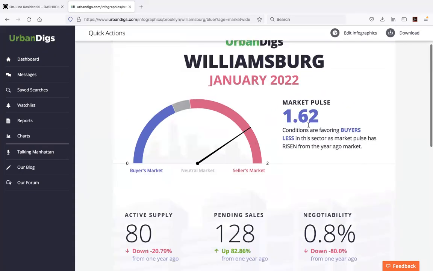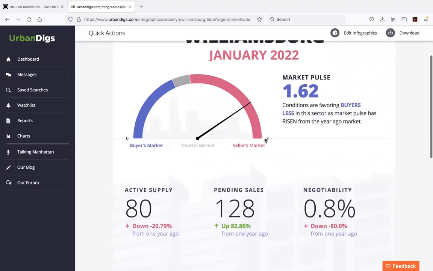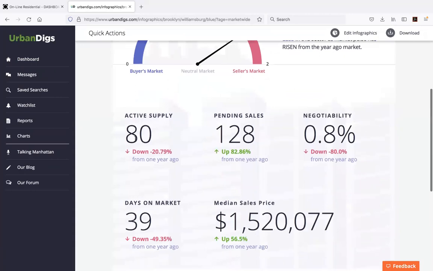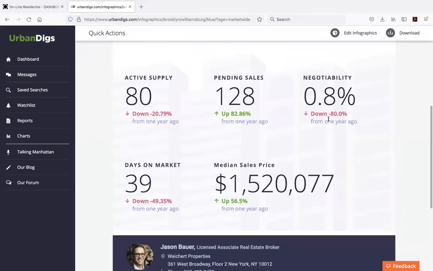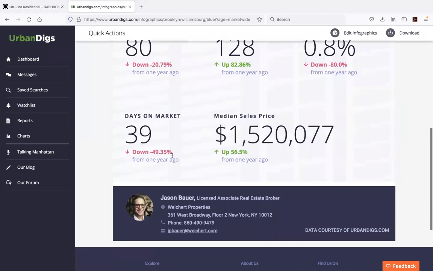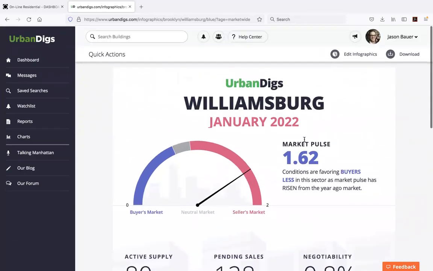The market pulse means that we are looking at a seller's market right now. The market pulse is 1.62. That means that we have very limited inventory. Supply is down 20% from a year ago. Pending sales are way up from a year ago. Negotiability is down, it's at 0.8%. Things are going for close to the asking price. Days on market is down 39 days. And median sale price is up almost 50% from a year ago. So there are some crazy things happening in Williamsburg.